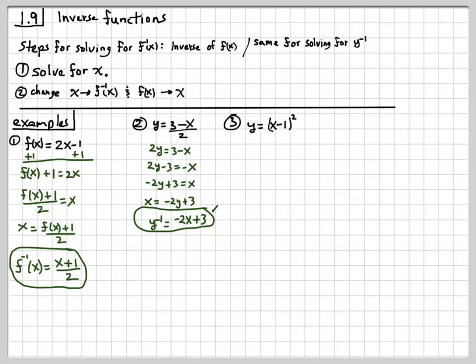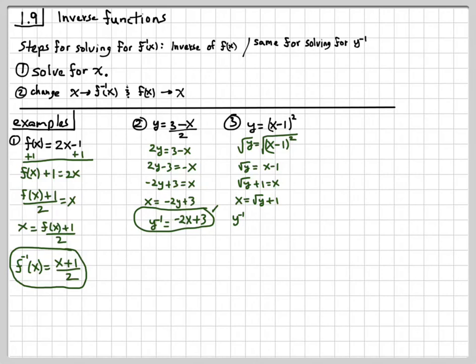Okay, example number 3. Y is equal to quantity x minus 1 squared. So once again, the first step will be to solve for x. So we take the square root of both sides, and the square cancels with the radical. So we end up with x minus 1 on the right side, and then I add 1 to both sides, and I get x by itself. X equals radical y plus 1. That is step number 1.